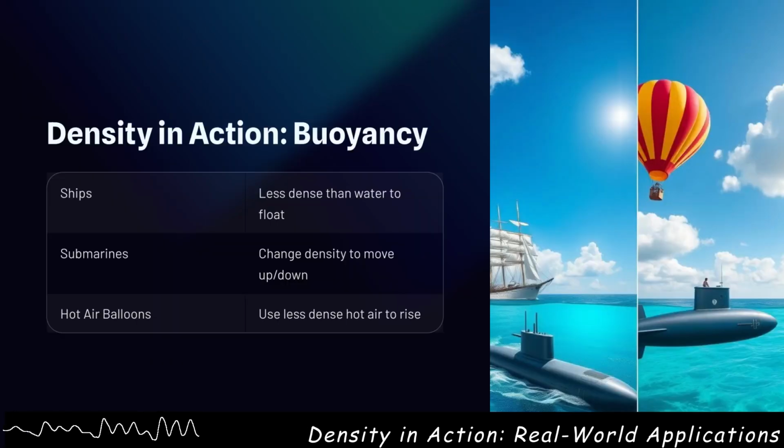Density plays a crucial role in buoyancy, which is essential for designing vessels that float or submerge. Ships need to be less dense than water to float, while submarines must be able to change their density to move up and down in the water. Imagine you're a naval architect, fancy title for someone who designs ships and submarines. You're basically playing a high-stakes game of will it float? But instead of tossing random objects into your bathtub, you're dealing with massive vessels and millions of dollars.